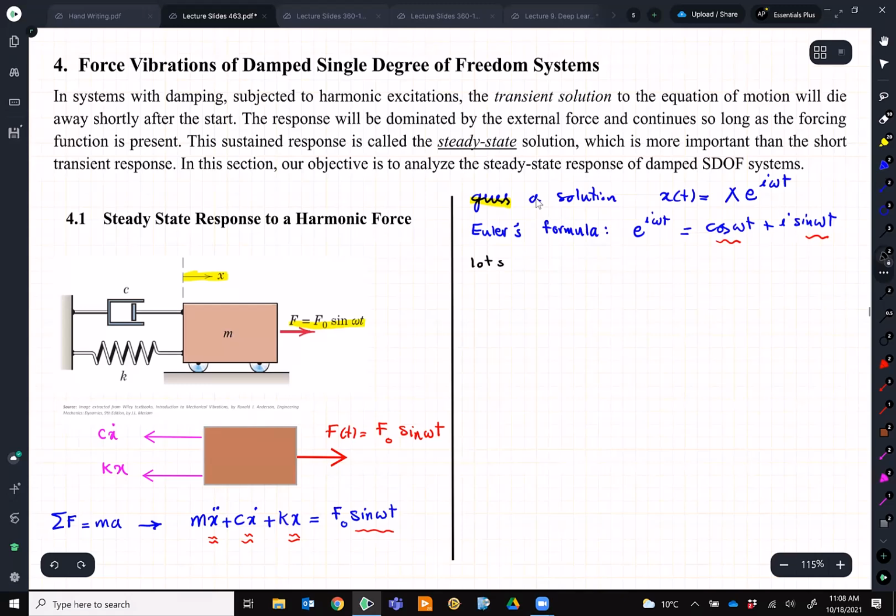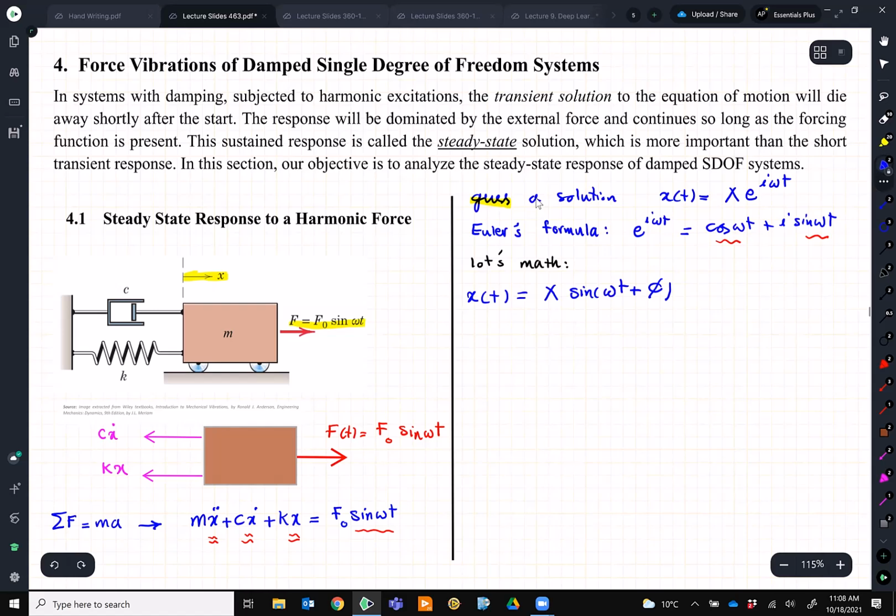So anyway, after doing lots of math, which I'm going to just skip, and if you are interested, they are all in your textbook. Just easy, boring math. You take the derivative of x(t), x dot(t), x double dot(t), you substitute it there, and you solve everything. You will end up with x(t) equal to X sine omega t plus phi, or phi, both are correct.